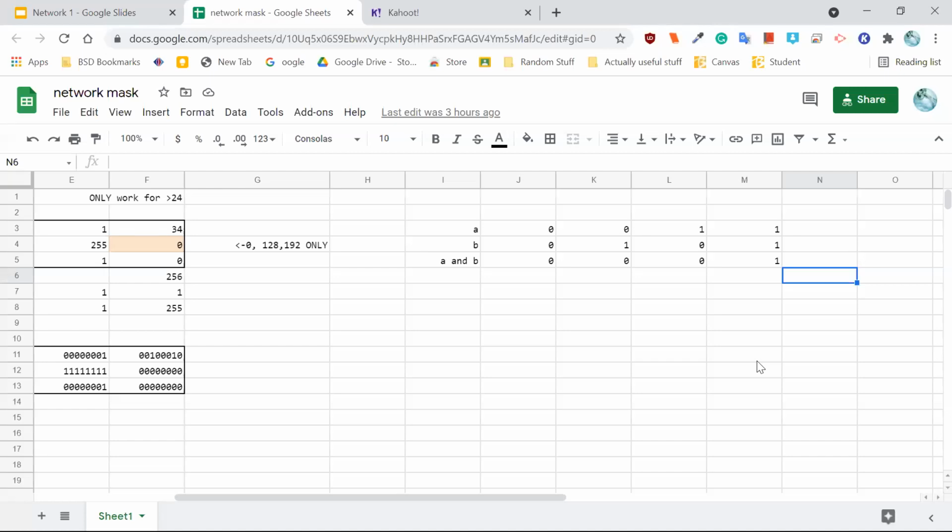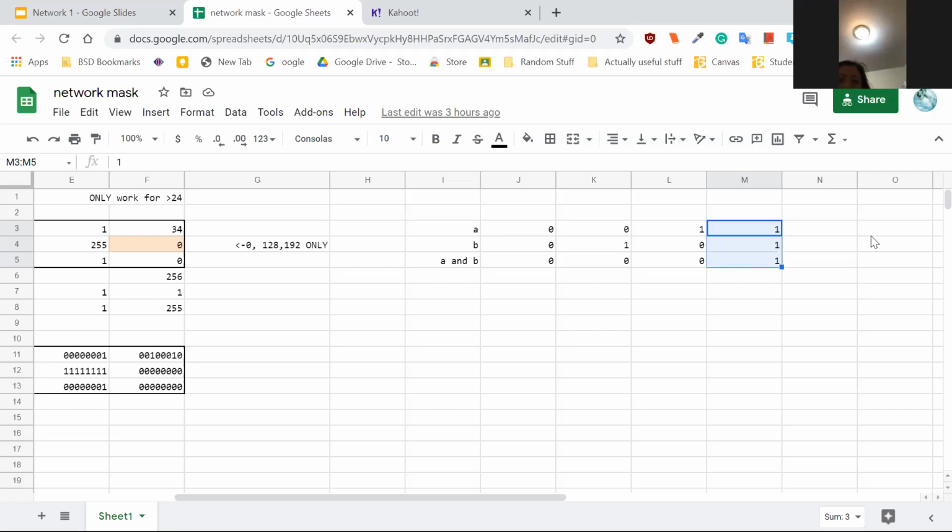Can you highlight the M5 cell? Yeah. So only when both of them are 1, the output of A and B is true, which is 1. All other cases are 0.